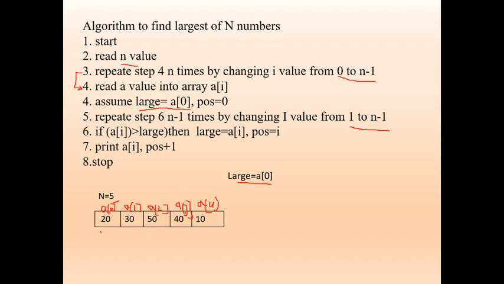Now what is my A of 1? A of 1 is 30. My large is 20. You see here large, A of 0 is 20. And now I am comparing A of I with large. Now my I is 1. Is A of I greater than large, I am asking.